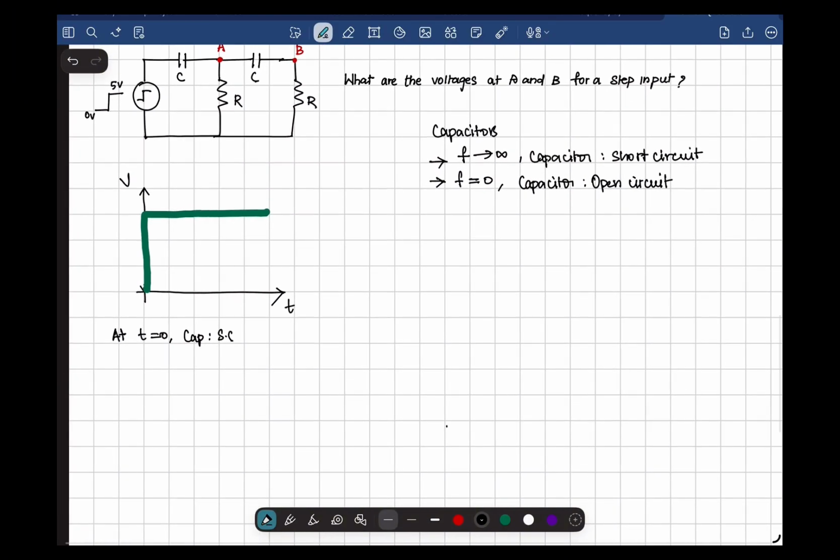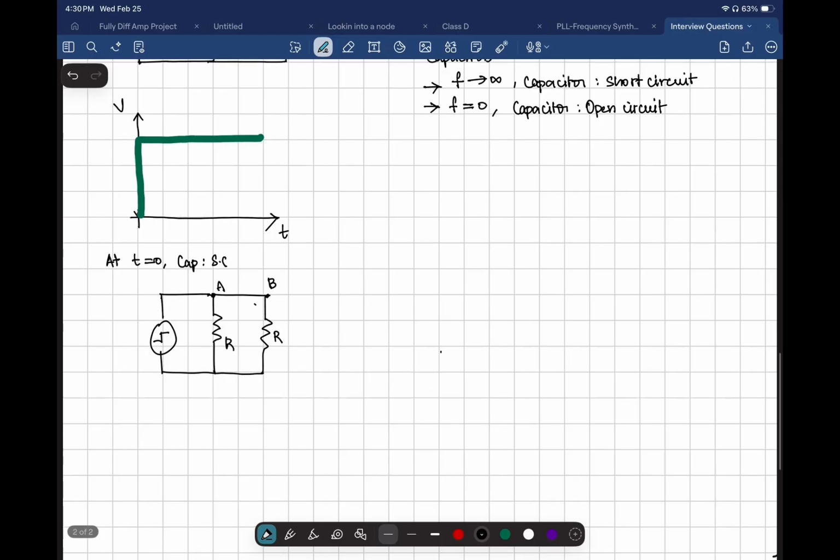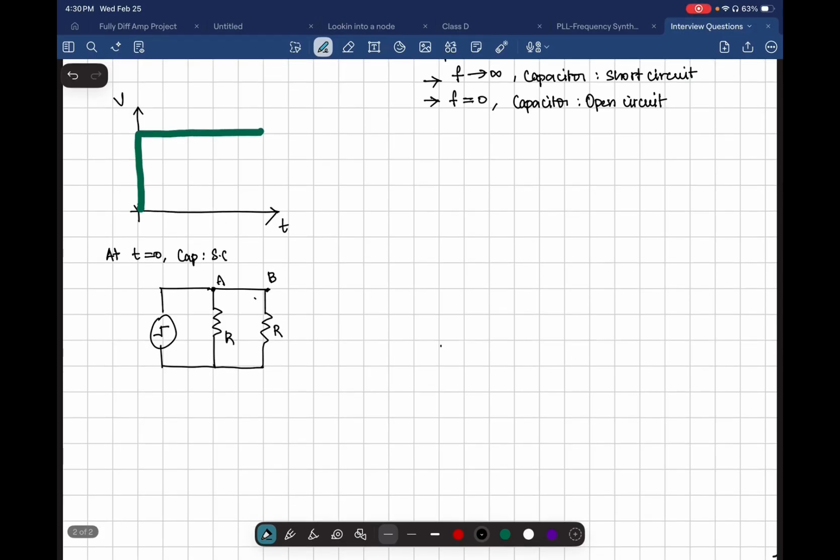So our circuit would be something like this. So resistor here, this is the step input. Now these are resistors in parallel connection, and it's pretty easy to draw the response.